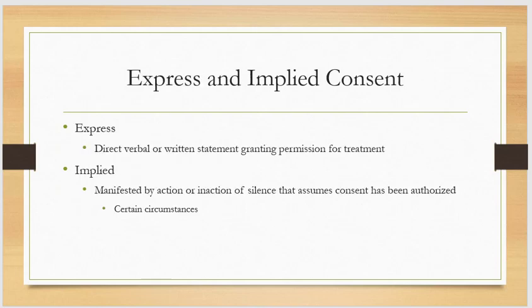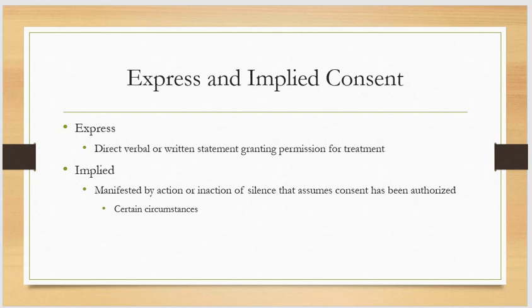So consent can be either express consent or implied consent. Express consent is a direct verbal or written statement granting permission for treatment. Informed consent, which we just talked about on the previous slide, is a type of express consent. It's preferred in healthcare over implied consent, which is when circumstances exist that would lead the healthcare provider to believe that the person or the patient had given consent even though no expressed words of consent were given. That definition can be found in your reading.